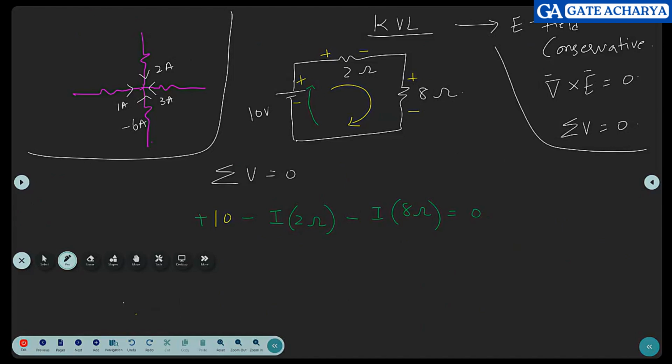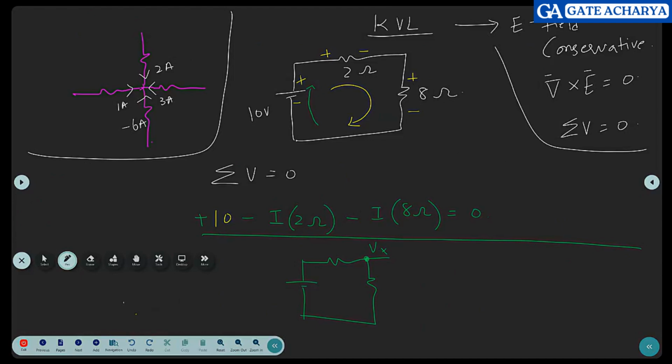If you are planning to use KCL for this, one way I would suggest is you can use KCL at this node. Can you write a KCL at this node? Vx. Write KCL. I want to solve the same circuit with KCL.